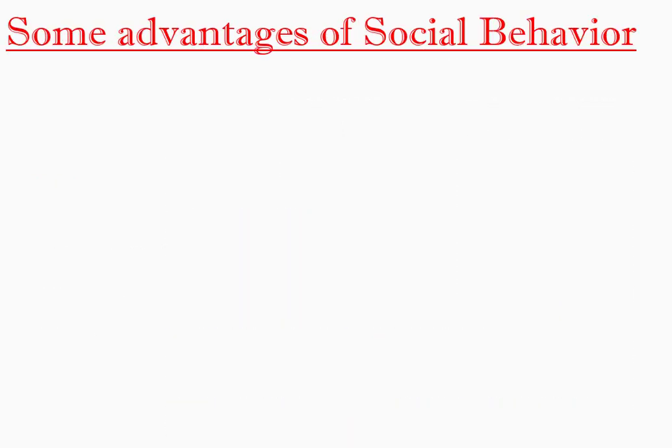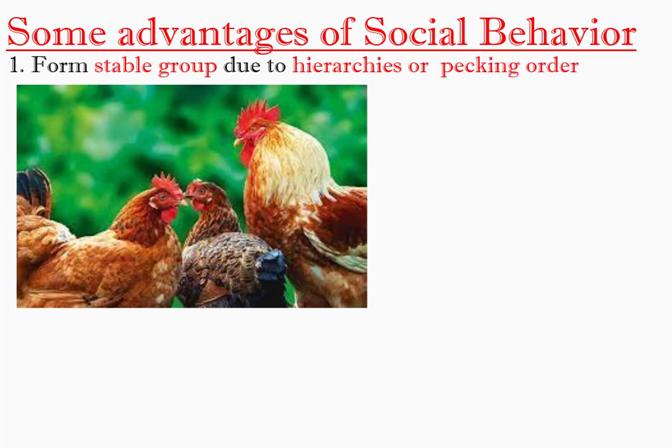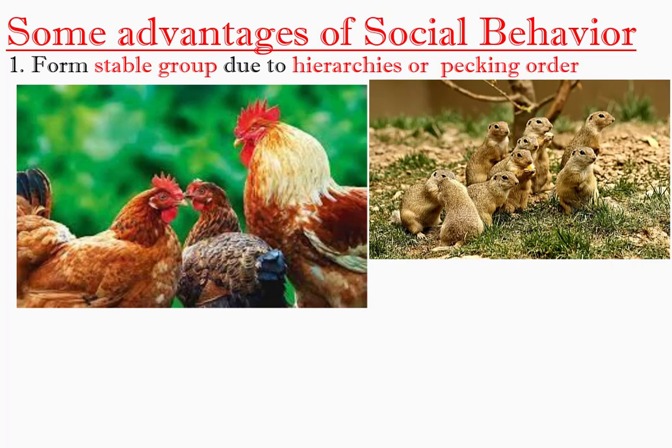Some of the benefits of social behavior are that it allows social animals to form stable groups. That means, due to many different reasons, such as establishment of hierarchies or pecking order, many social animals within the group try to reduce intraspecific competition or intraspecific aggression for the available resources. In this case, most social animals try to develop stable groups.